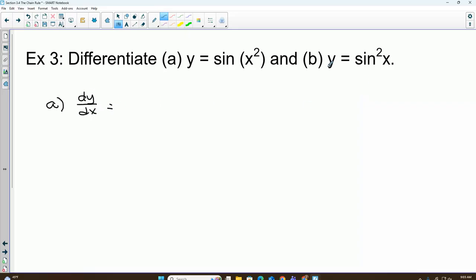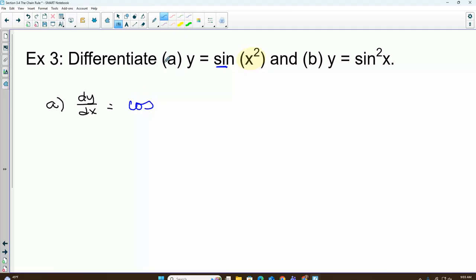The x squared. Think about if you plugged in something for x, would you do sine first or would you square it first? On this one, you would square it. So, that's the inside. Chain rule says you start with the outside. What's the derivative of the outside? So the derivative of sine is cosine.